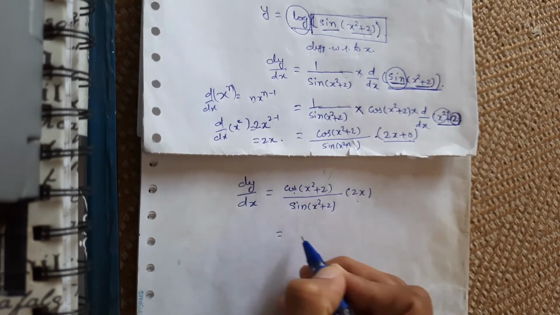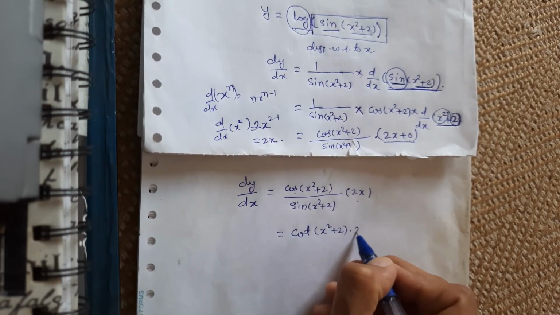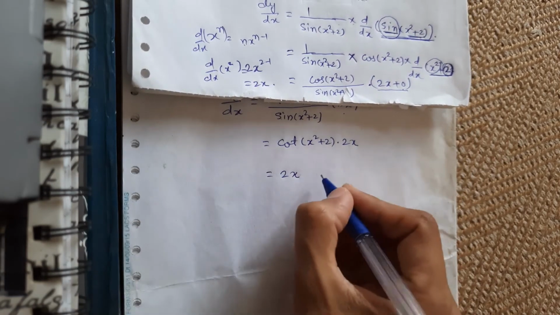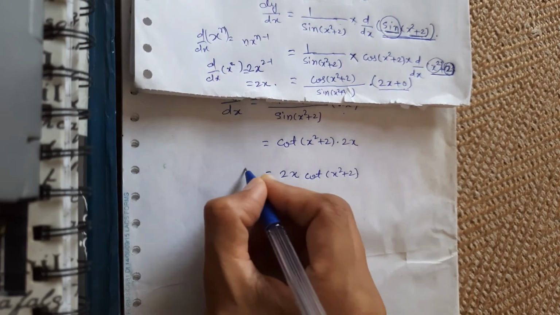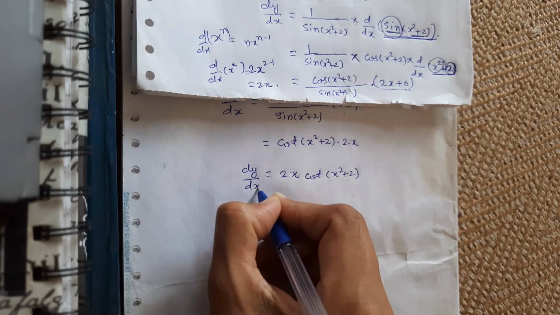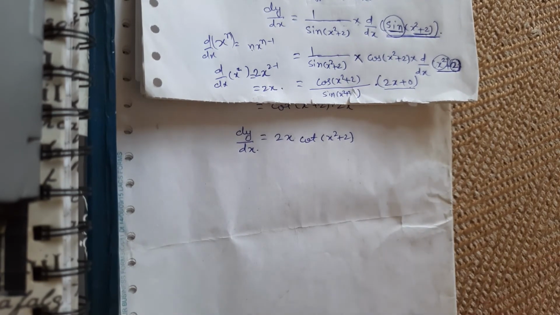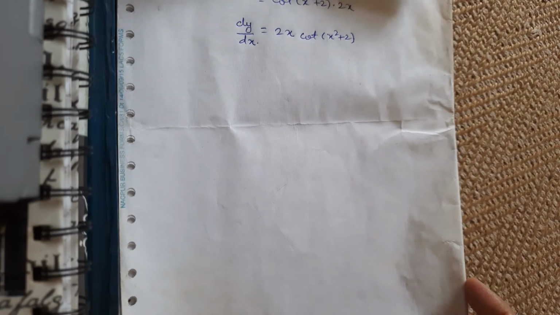Now cos upon sine is cot(x^2+2) into 2x. I am just writing it nicely so it will look good. Cot(x^2+2) into 2x, that is the dy by dx. Okay, it's very simple. Just start from the outer function and go inside to the inner function, then deep down to the inner function again. Now I will take one more complicated example so that you will understand it better.